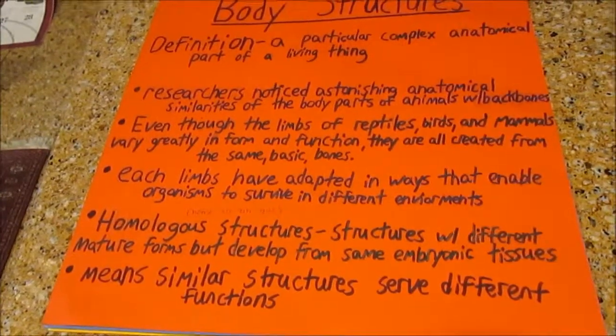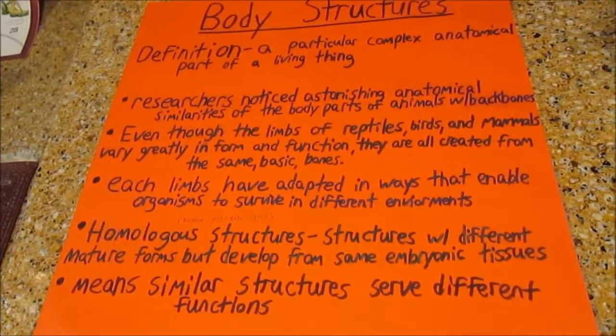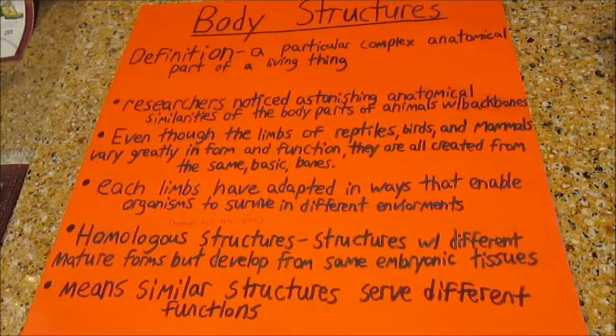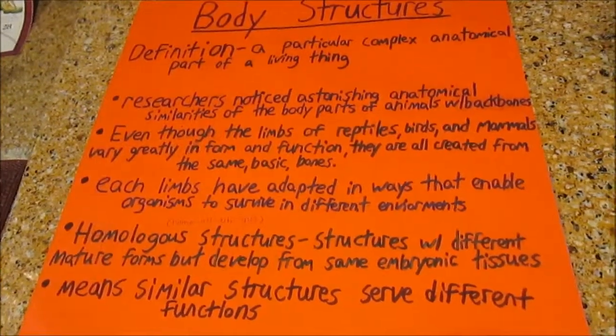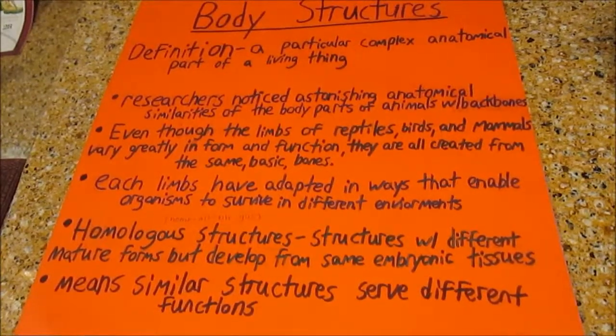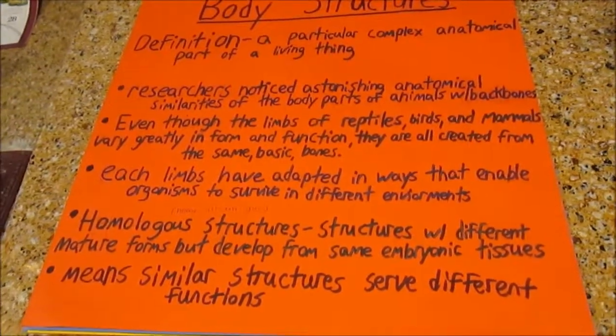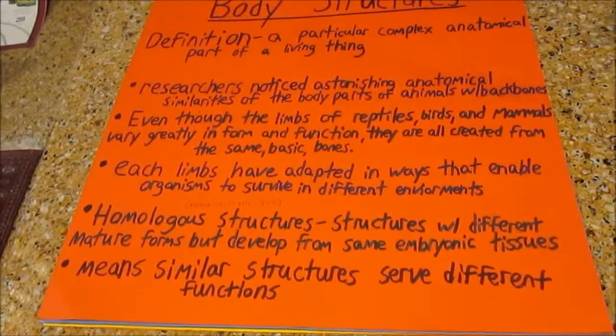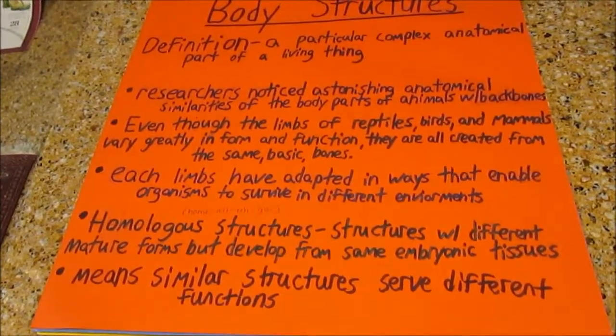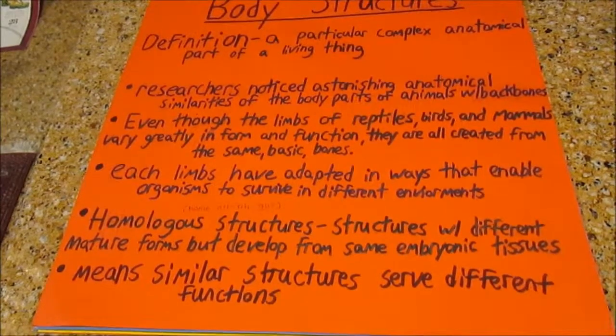Even though the limbs of reptiles, birds, and mammals vary greatly in form or function, they are all created from the same basic bones. Each limb has adapted in ways that enable organisms to survive in different environments. Homologous structures. These are structures with different mature forms but develop from the same embryonic tissues. This means similar structures serve different functions.